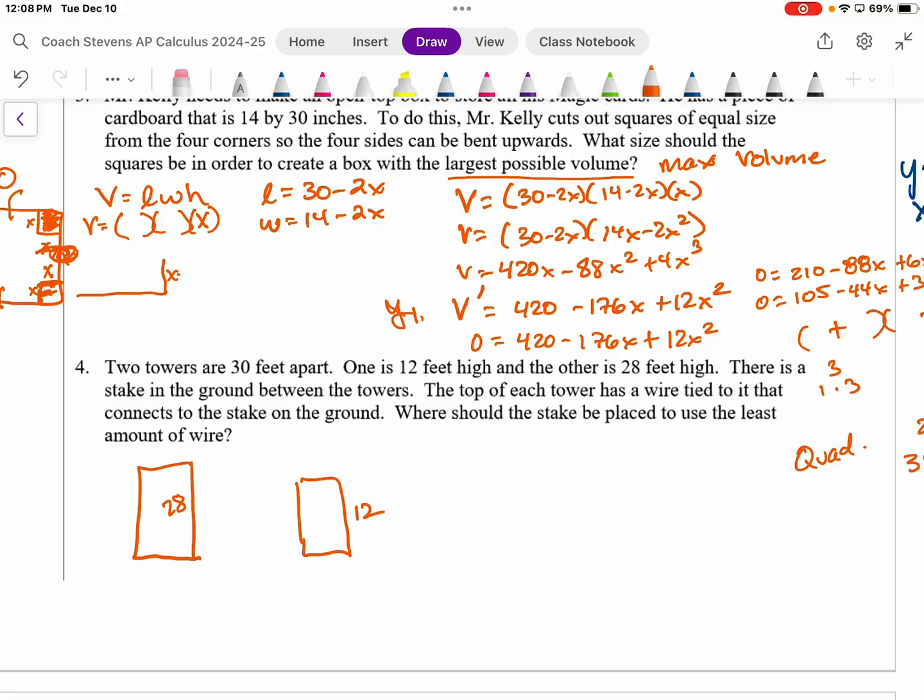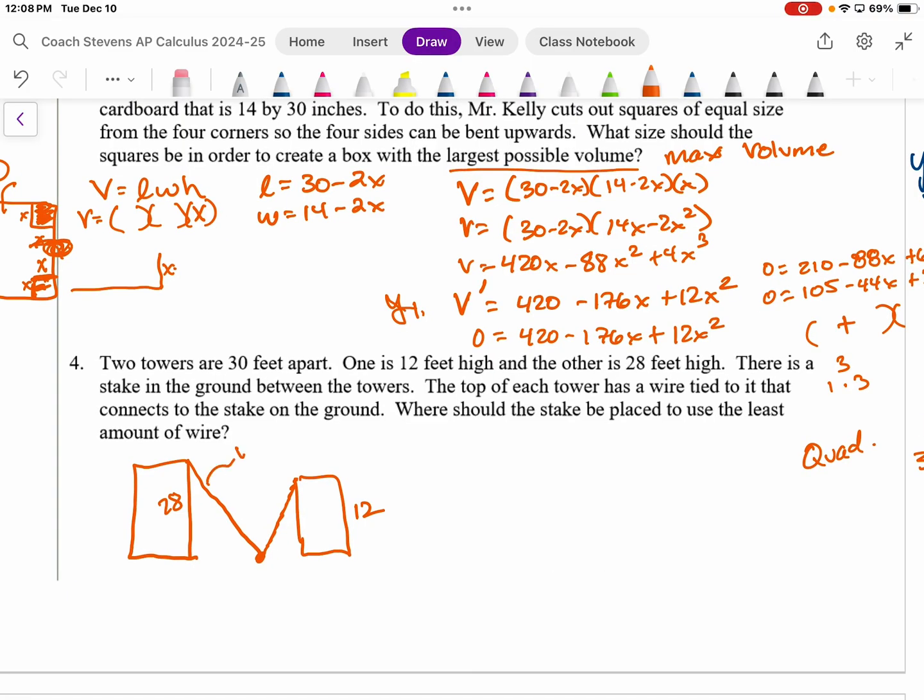All right. There is a stake in the ground between the towers. So somewhere there is a stake. We don't know if it's halfway or not, but somewhere there is a stake between the 2 towers. And there is a wire tied to the ground that goes to the top of each tower. And so that's that little diagonal line that I drew in. So here's our wires. Here is wire 1, and there is wire 2.